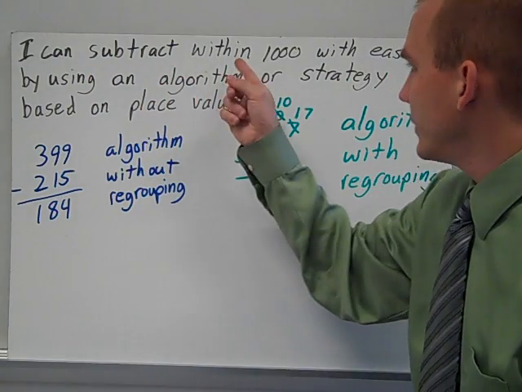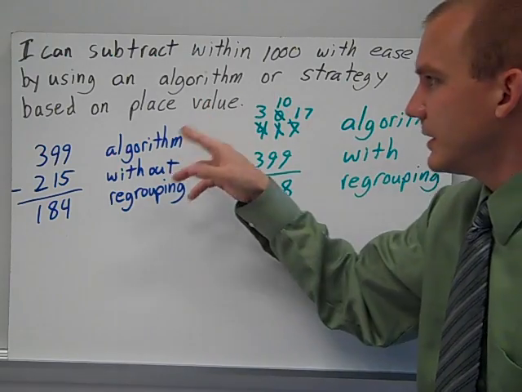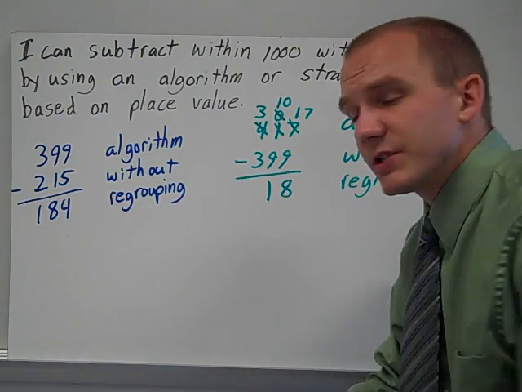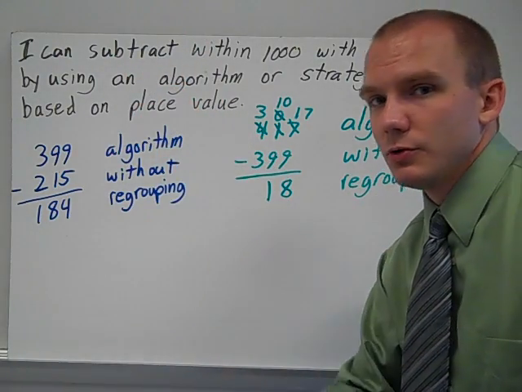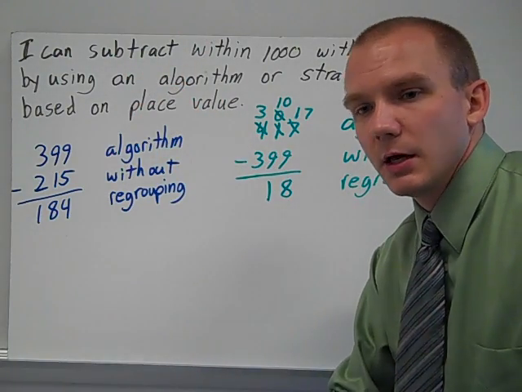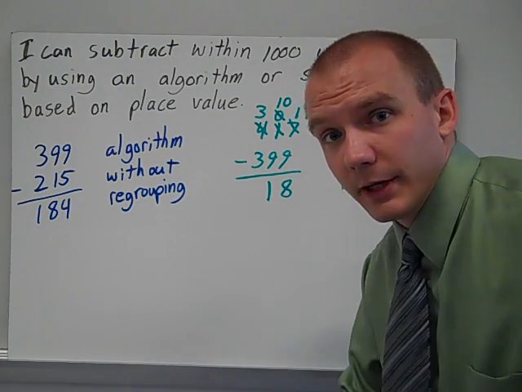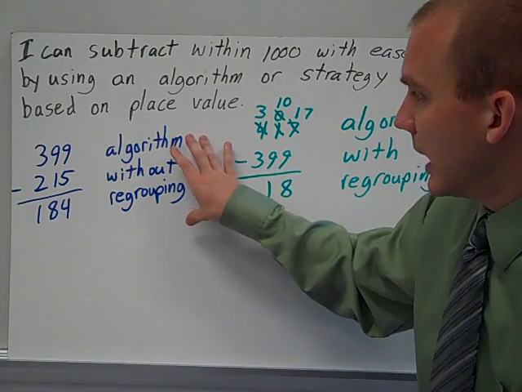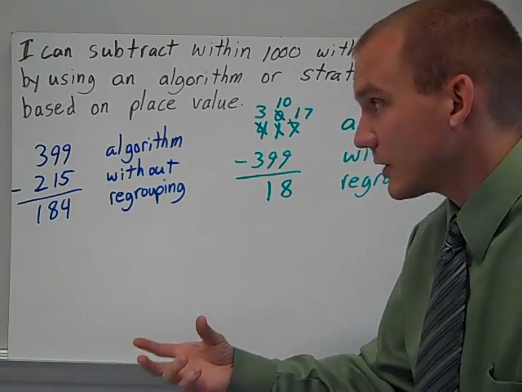I can subtract within 1,000 with ease by using an algorithm or strategy based on place value. So this is going to build off lesson 1, where in lesson 1 we talked about adding, in lesson 2 we're talking about subtracting. Great recommendation would be to go back and watch lesson 1 if you haven't already. Now let's look at the algorithm for subtracting, or standard way to do subtraction.